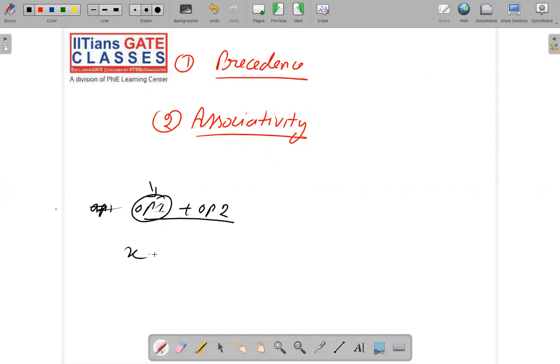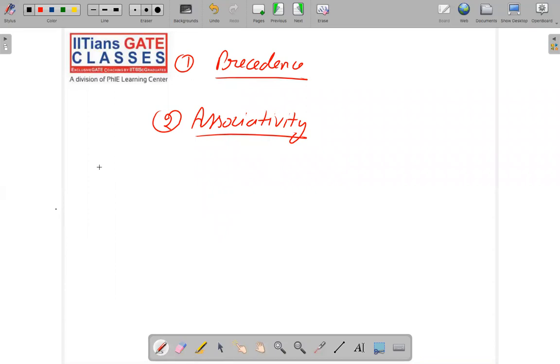These are called operands. If you do x plus y, x and y are operands. This is the operation we are doing. This is the operator, and whatever we perform using this operator is called operation. These are operands, and this is operator. So that was one misunderstanding there. Now let's start with the class.